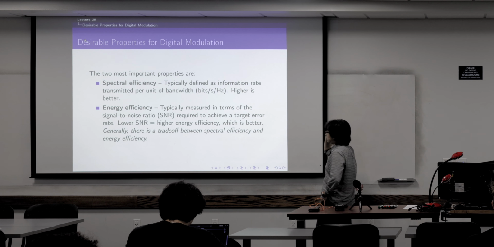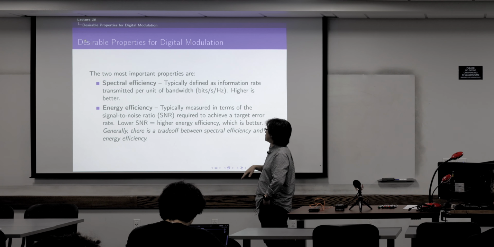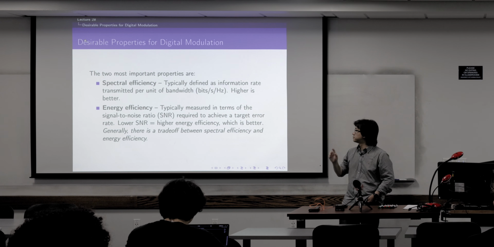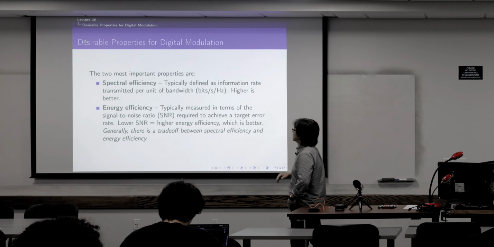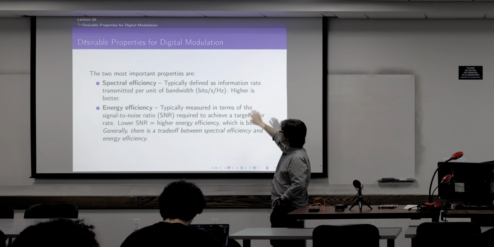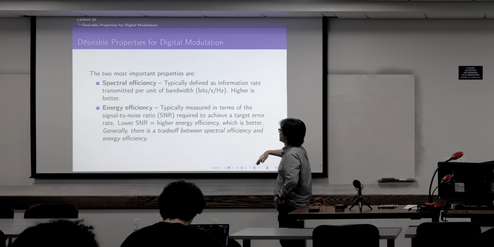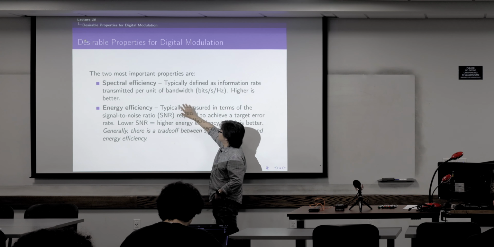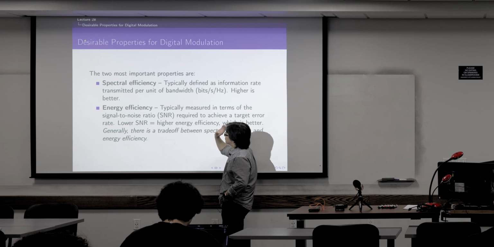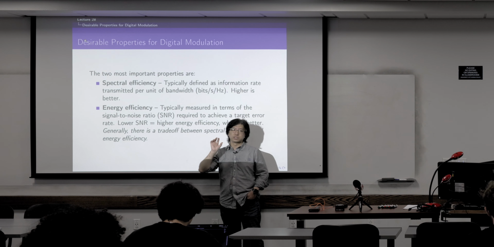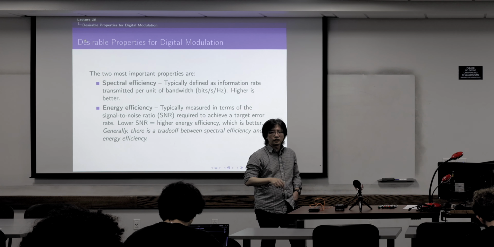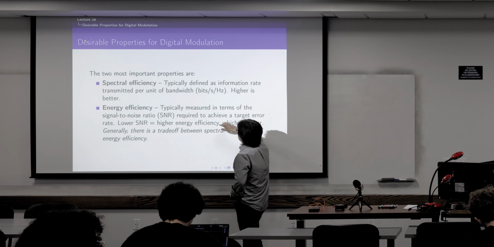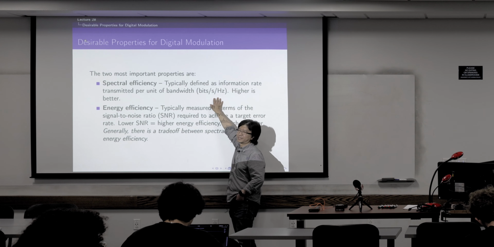Okay, the two most important properties of digital communication are these two things. There's a trade-off between spectral efficiency and energy efficiency. Spectral efficiency, we're going to introduce in much more detail later, probably in the next class or a few lectures later. Basically, we normalize the transmission rate by time and by bandwidth, meaning how many bits we can transmit per second per hertz. Does that make sense?